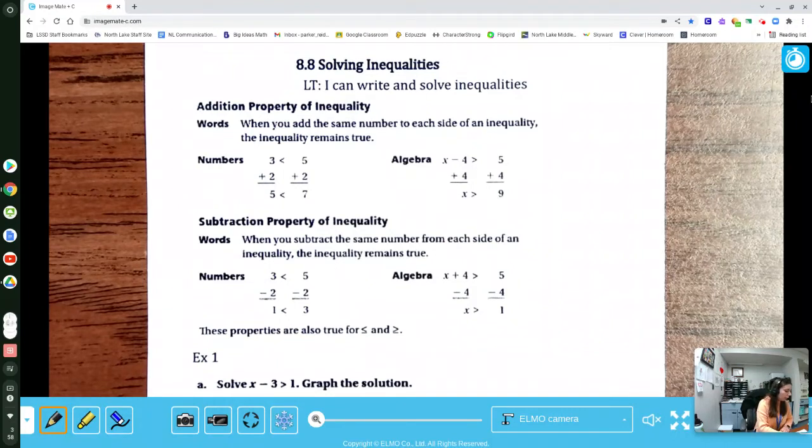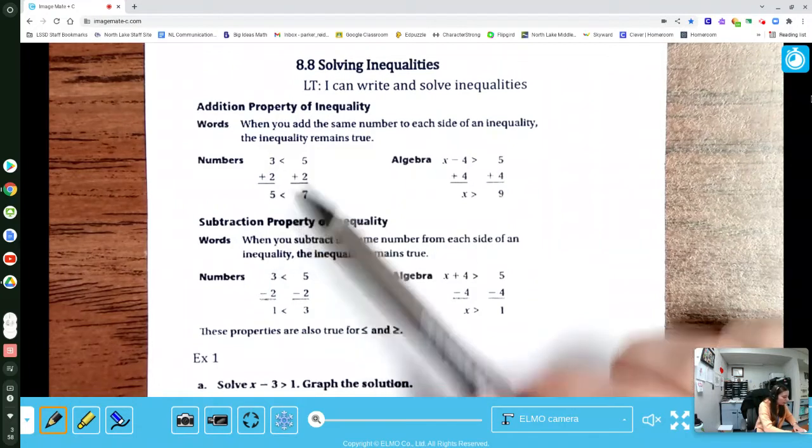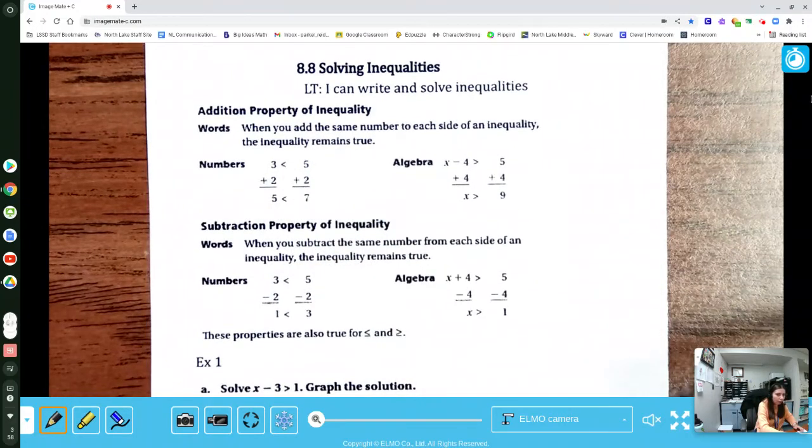Our first one, addition property of inequality, says that when you add the same number to each side of an inequality, the inequality remains true. So just like we learned how you can add the same number to both sides of an equation and it remains true, the same is true about inequalities. So 3 is less than 5. If we add 2 to both sides, we get 5 is less than 7, still true.